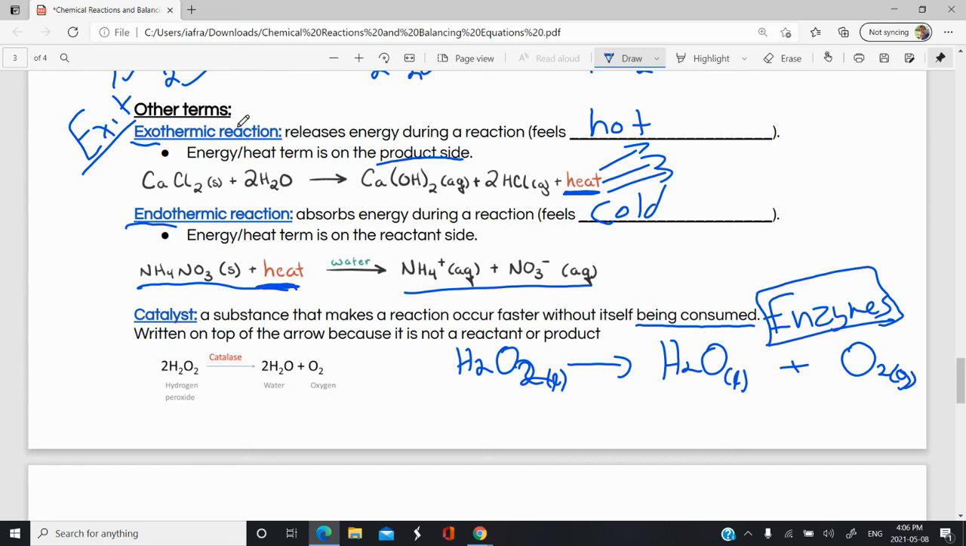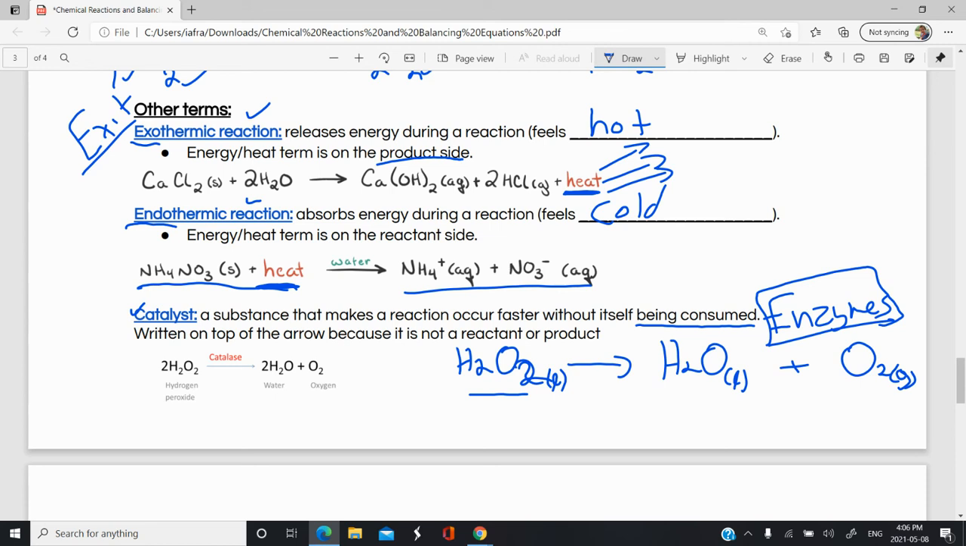What I want you to notice is that there's links to demonstrations there. So a link to an exothermic, a link to an endothermic, and a link to a catalyst reaction where you have a catalyst to speed something up. So I do want you to watch all these videos, especially the catalyst one, because it's very cool. But like I said, hydrogen peroxide on its own decomposes pretty slowly. But you can put in a catalyst to help break down the hydrogen peroxide.